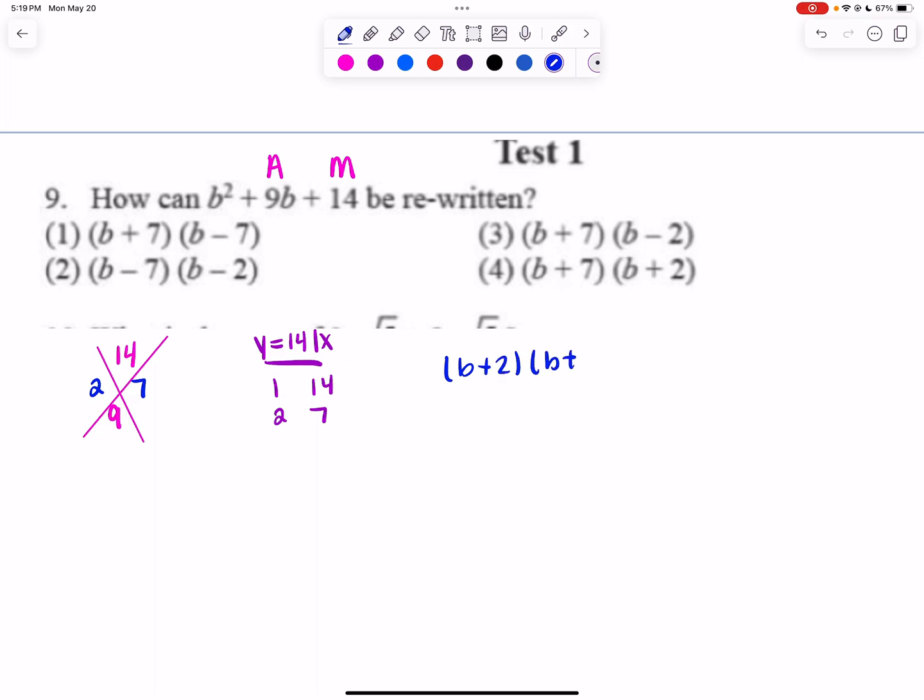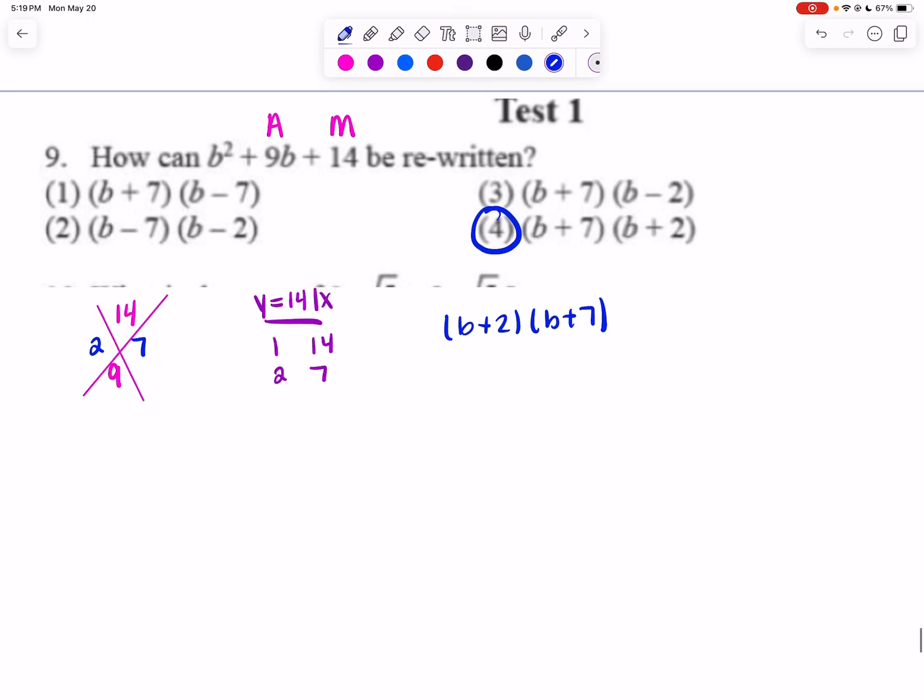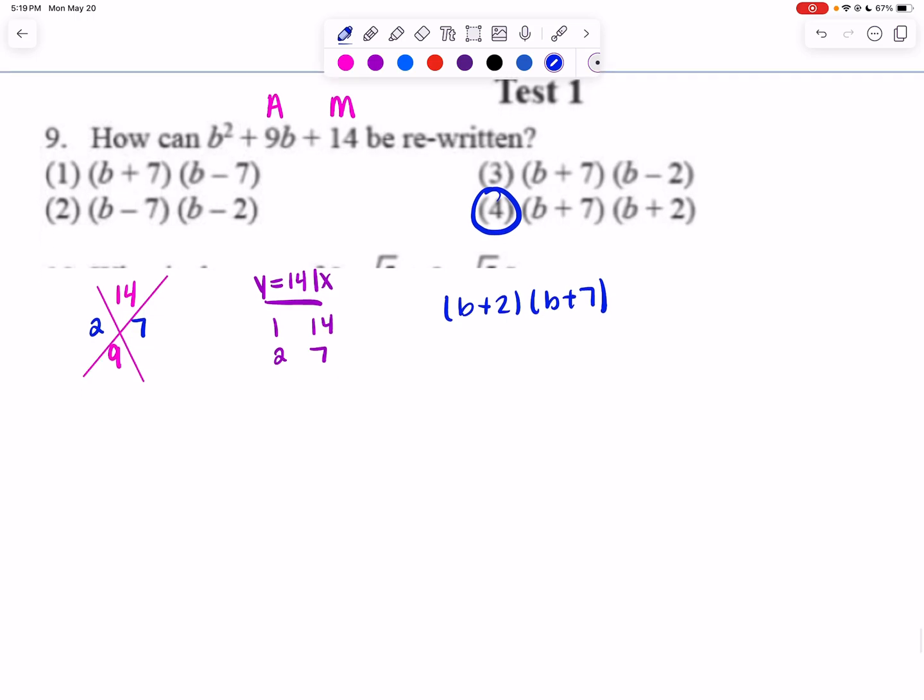And now if I look, that is an answer choice. That's going to be choice number 4. Now pretend the day of the test, you're not sure how to do this. You could box method your answer choices. So I'm going to box method choice 3 just to show you how the box method would work.